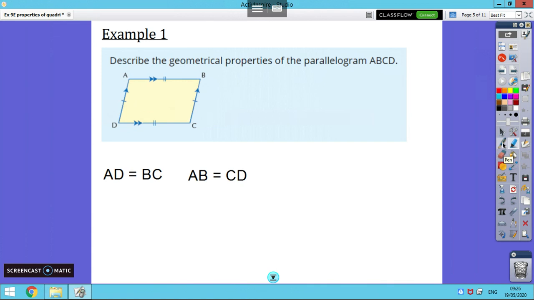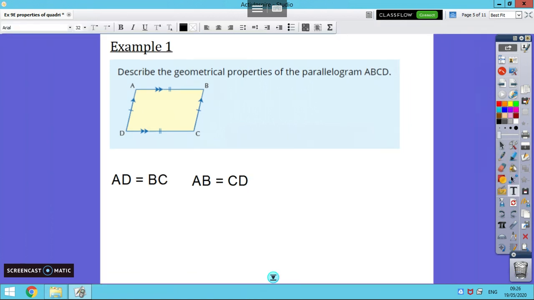Now let's talk about the parallel sides. Do we have one pair or do we have two pairs? Well, AD and BC are parallel, and AB and DC are parallel to each other. So here we've got two pairs of parallel sides. That's the second point. Now, do we have any right angles? No. So that's all we can say about parallelogram ABCD, because obviously parallelograms don't actually have right angles.